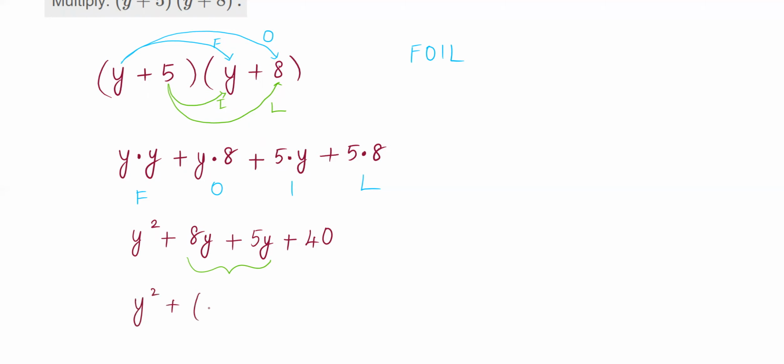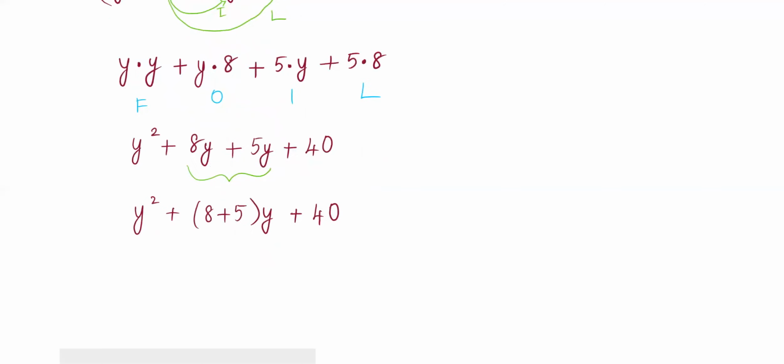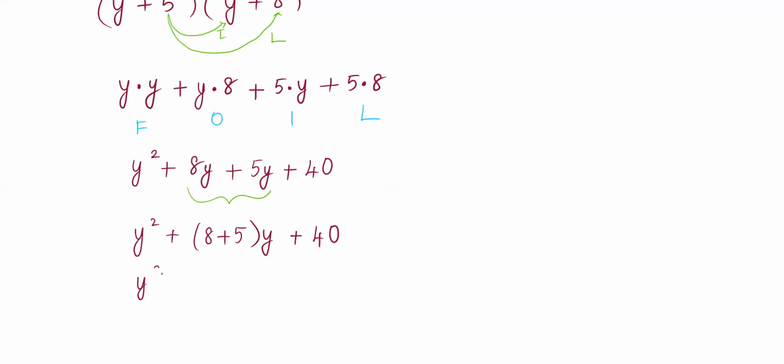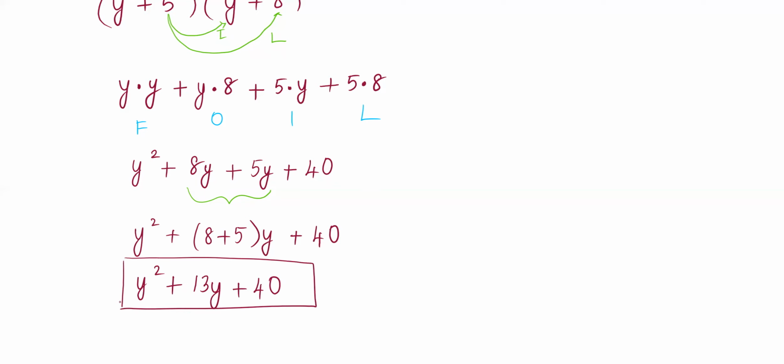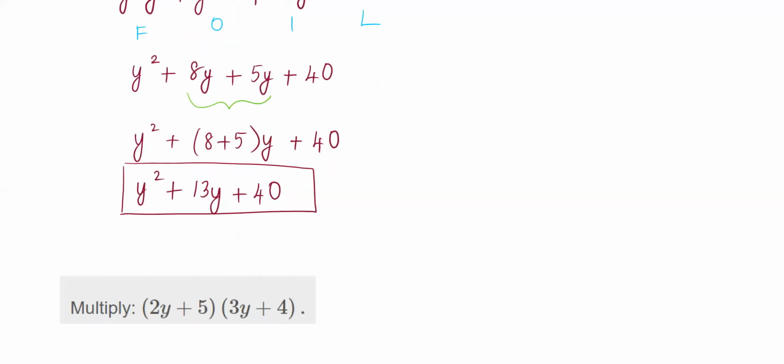So y squared plus, again, I'm just doing it elaborately, just so it refreshes our memory. And that will be y squared plus 8 plus 5, 13y plus 40. And that's your answer. Check if they are in the descending order of powers. Yes, they are. We have combined the like terms and we have simplified it to its lowest form, reduced form. So that's the answer there.